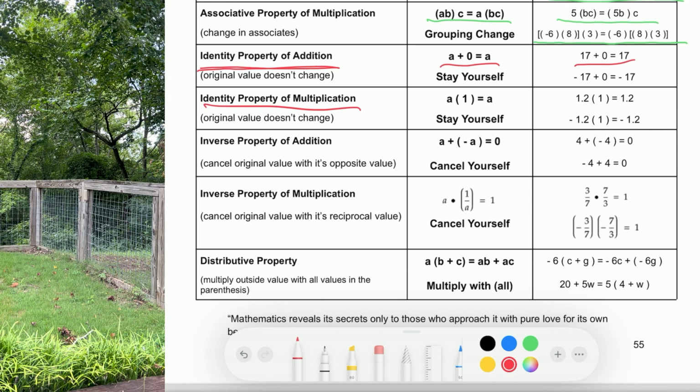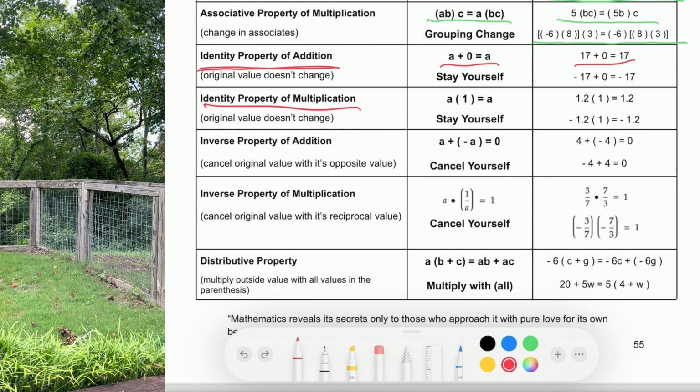Well, what about the identity property of multiplication? Again, the original value doesn't change, except instead of using 0 this time, we're going to use 1. Because if we use 0, if we say A times 0, we're actually going to end up with 0. Because remember, anything multiplied times 0 is 0. So we can't use that for the identity property of multiplication, I should say. So let me erase that. So that's why we're going to use 1. Anything times 1 stays itself. So A times 1 is A. So A has kept its identity.